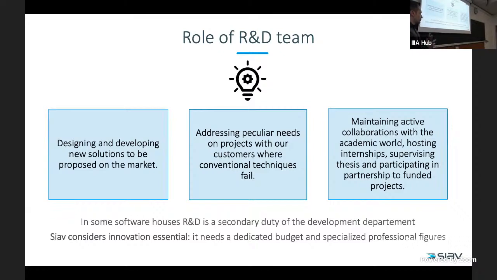And given that these technologies are quite big fields, to have enough skills to work on these kinds of things, we need help. We need help from you, actually, from the university. So we maintain active collaboration with the academic world, like thesis, internships, and sometimes also participating in partnerships with the university to fund projects.